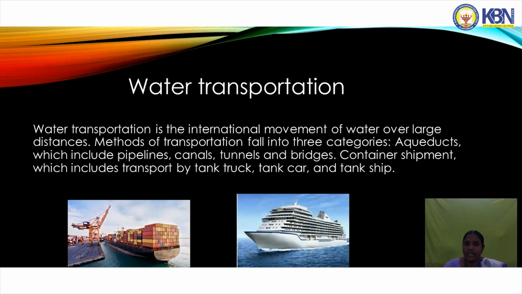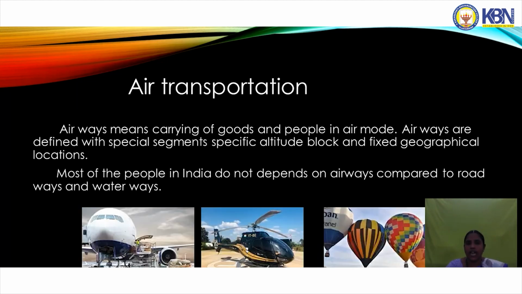Next one, third one is water transportation. What is meant by water transportation? Water transportation is the movement of water over large distances. Methods of transportation fall into the categories of aqueducts, which include pipelines, canals, tunnels and bridges, and container shipment, which includes transport by tank car and tank ship. That is called water transportation. Another definition of water transportation: moving goods as well as people from one place to another place by waterways. That is called water transportation.